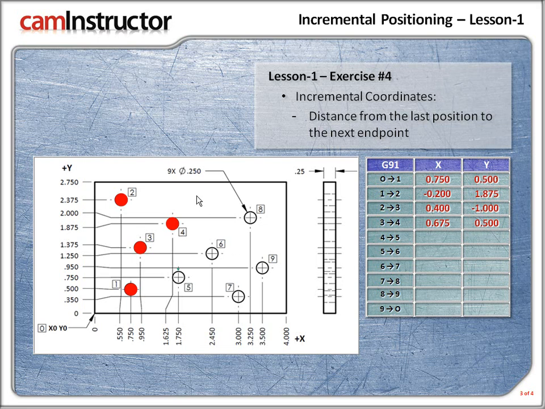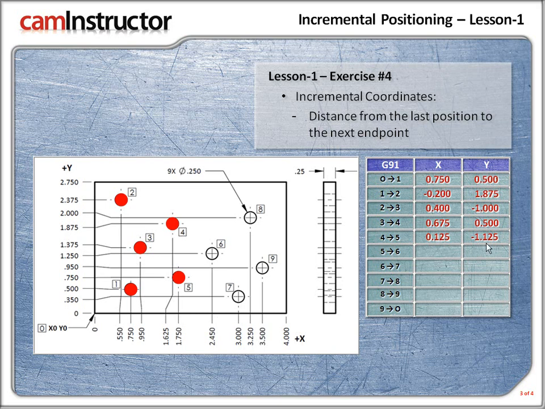Next up, where are we off to? Position 4 down to position 5. How much would you move in the X-axis? Positive 0.125. Now, how do we get that? Check this 1.75 dimension minus this 1.625 dimension for hole 4. The difference is 0.125.